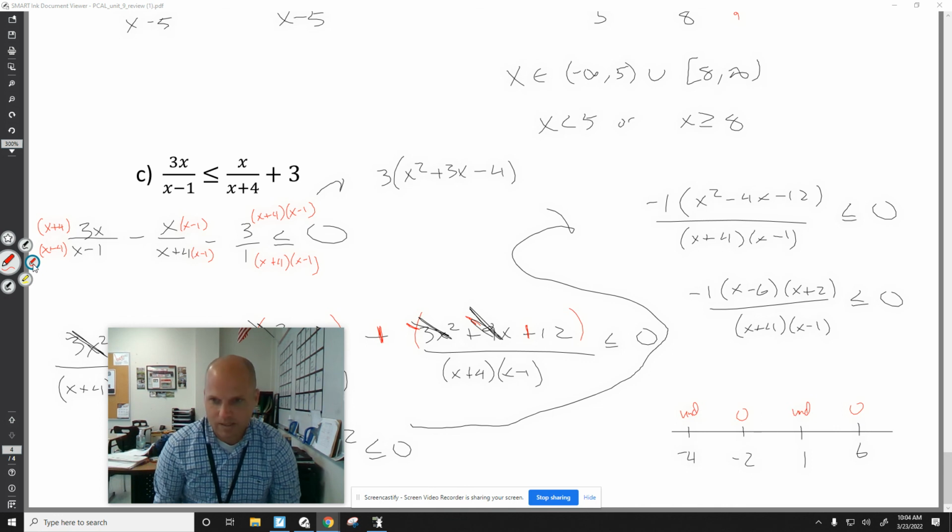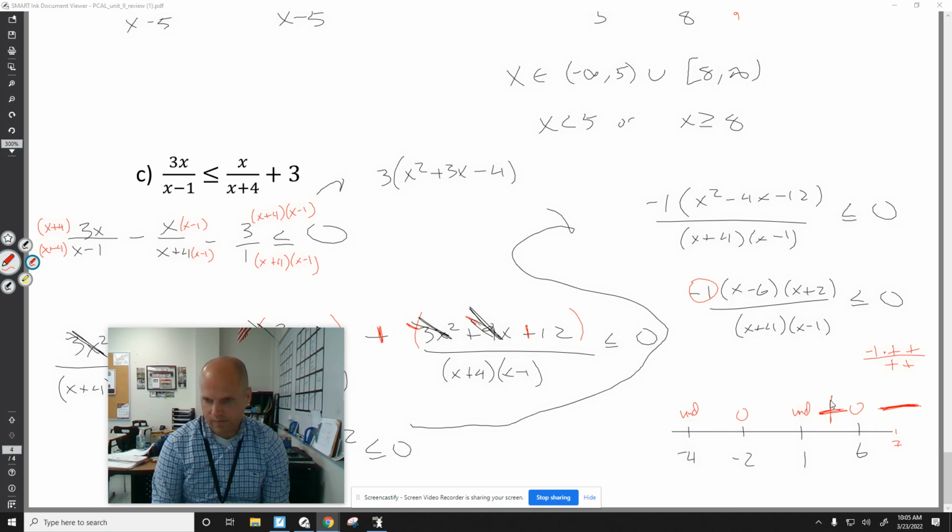Let's use one test point and understand all the multiplicities are 1. We don't have holes here, so we don't have to worry about multiplicities of 2. We'll talk about holes more in the next unit. Let's test 7. This negative 1 is important. 7 minus 6 is positive. 7 plus 2 is positive. So I have a negative in the numerator, and then I have positives in the denominator. You'd have a negative divided by positive. That's a negative.